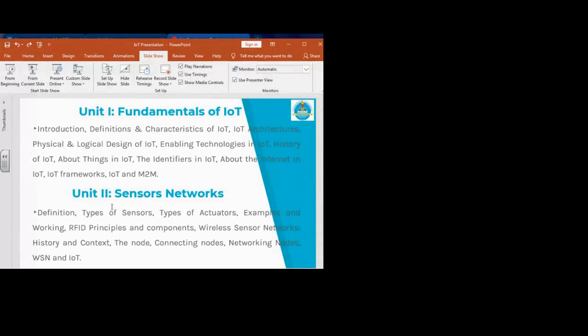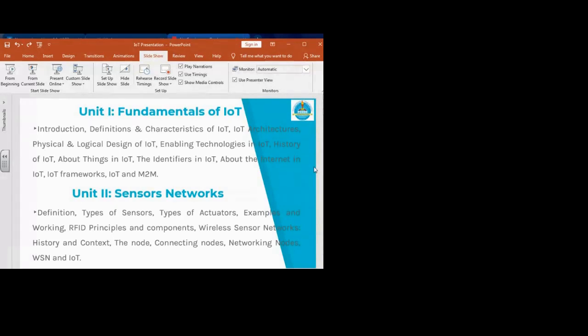In the second unit, you have varieties of sensors. That is understanding of sensor networks: how you are going to define a sensor, what the types of sensors are, what the types of actuators are, some examples of how they work and on which technology, and the working principle of the sensors. Then RFID principles and components, wireless sensor networks (WSN), the network node, wireless sensor node, and IoT. In brief, you need to understand various sensors and actuators associated with IoT.